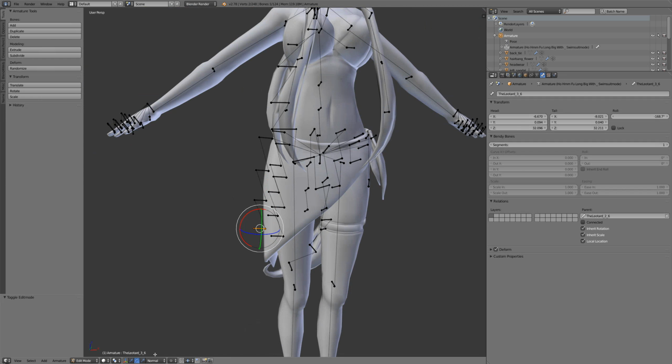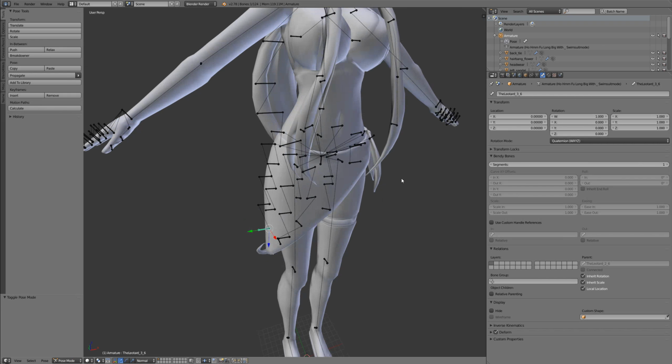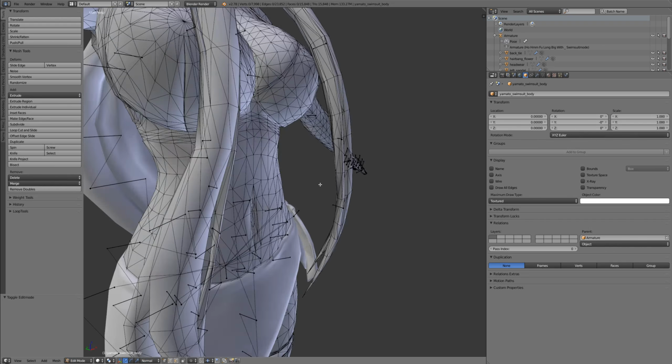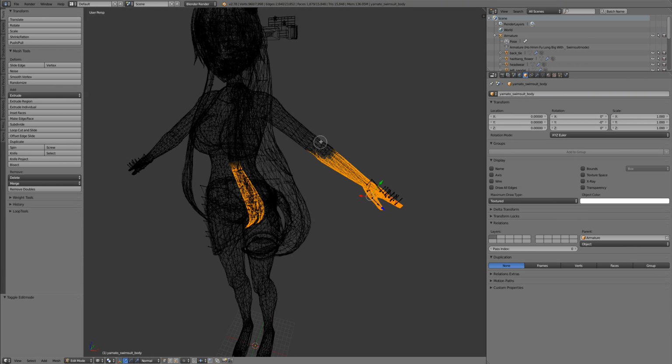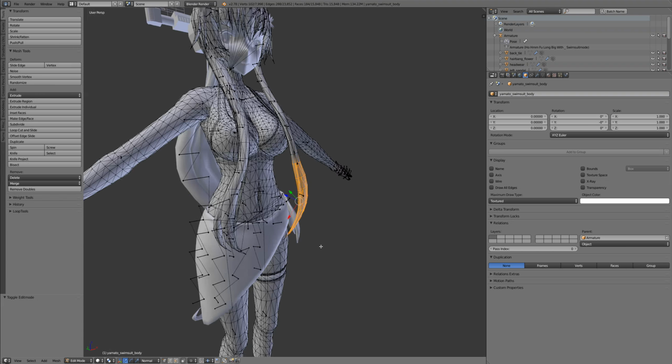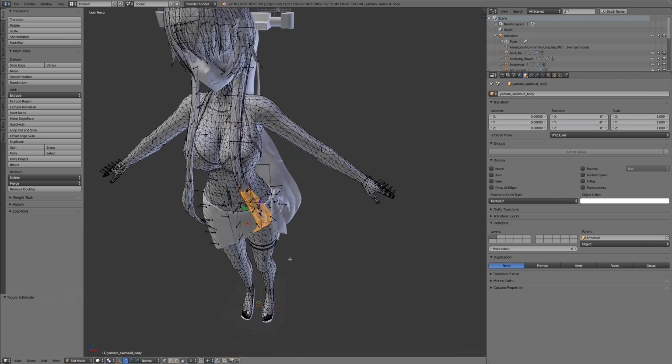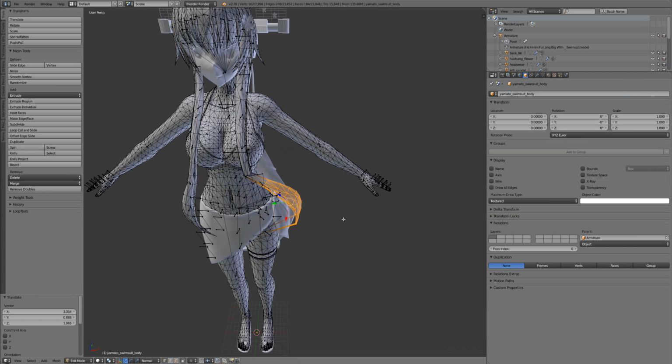Okay, so let's change things up. Let me give you a nice example here. Okay, so let's take this hair and say that the resting position was jutted out. Oh, damn it.